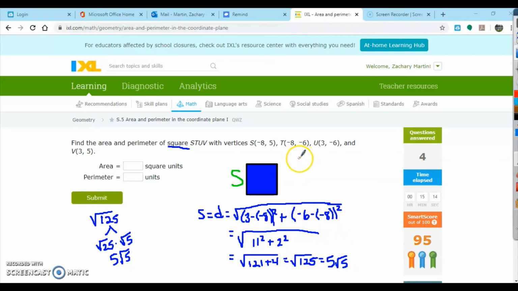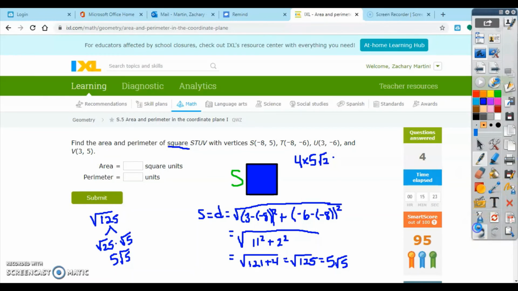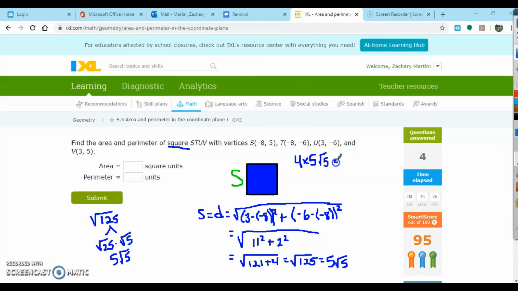So what's the perimeter? Well, the perimeter would be 4 sides times 5 root 5. Oop, that should be root 5, not root 25. So 5 root 5. So that's 20 root 5. That's my perimeter. Okay, what's my area? Well, my area is going to be 5 root 5 times 5 root 5. And you might want to think about it this way. It's basically square root of 125 times the square root of 125. Well, that's going to be 125. And that's units squared. That's my area. And then this is just units up here, 20 root 5 units for perimeter.